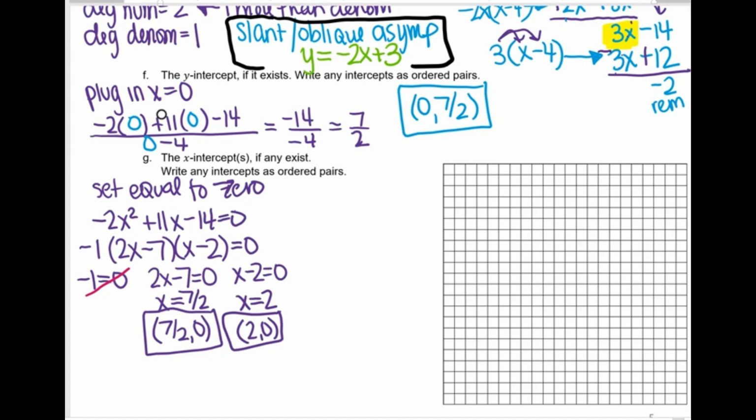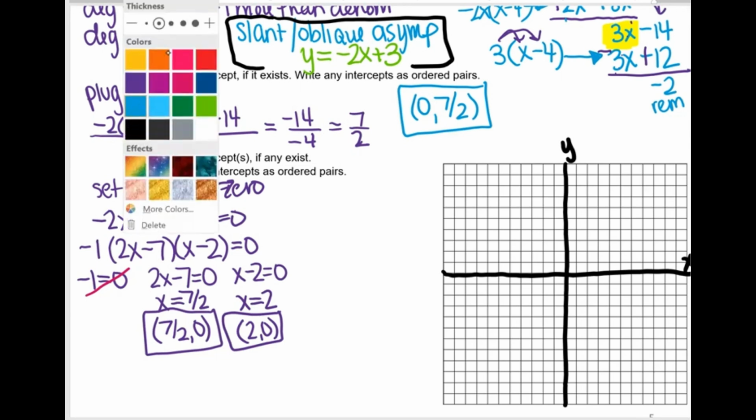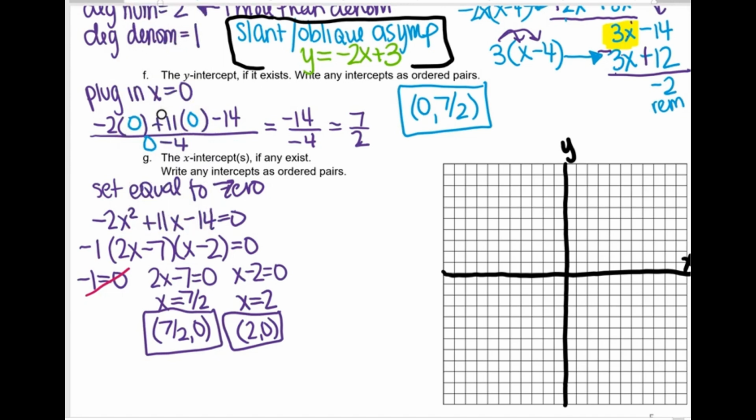Again, first thing that we need to do is set up our x and y axes. We have our y vertical. We have our x horizontal. We had a vertical asymptote of x equal to 4. 1, 2, 3, 4. Dash line because it's an asymptote. So x equal to 4.